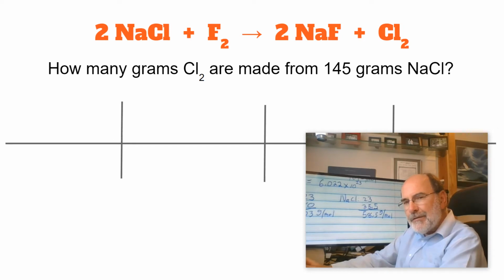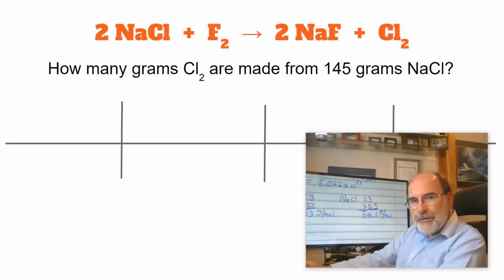Now, if I'm starting with 145 and 58 is what it takes to be 1 mole, I can see immediately that I'm starting off with more than 1 mole. If I double this, well, that's still not as much as 145. So I'm starting off with more than 2 moles of sodium chloride. If I triple this, that's greater than 145. So between 2 and 3 moles of sodium chloride is what I'm starting off with.